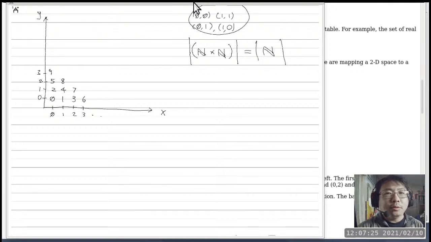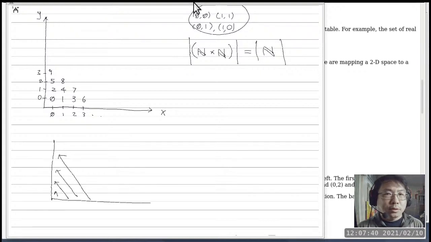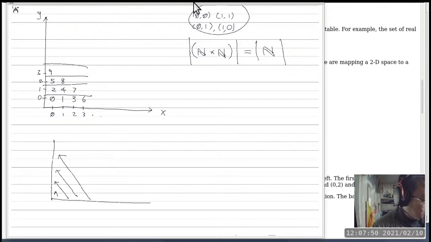In other words, we are basically just using diagonal lines. If I were to draw another picture, we're just going like this, this, and so on, in order to assign a single natural number to a quote-unquote pixel in that space. So if you want to see it in a pixel way, all you have to do is complete the grid lines, then you can see the actual pixels.